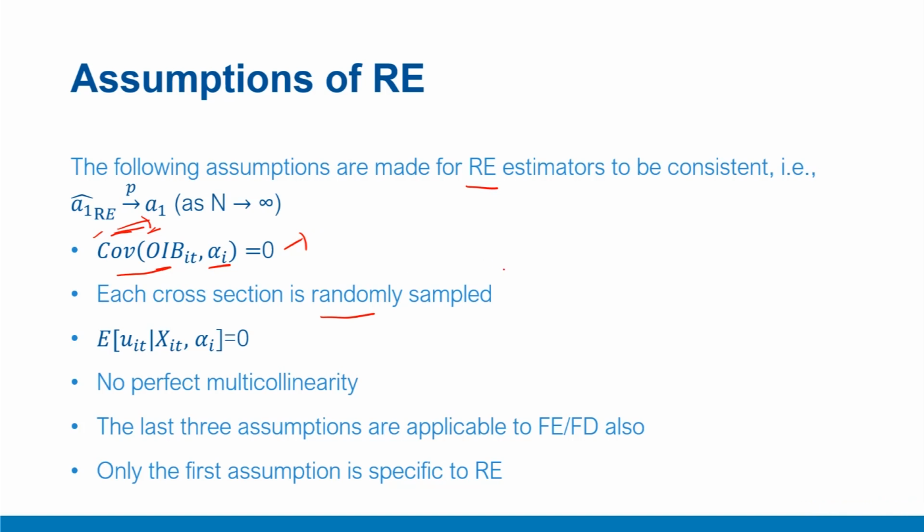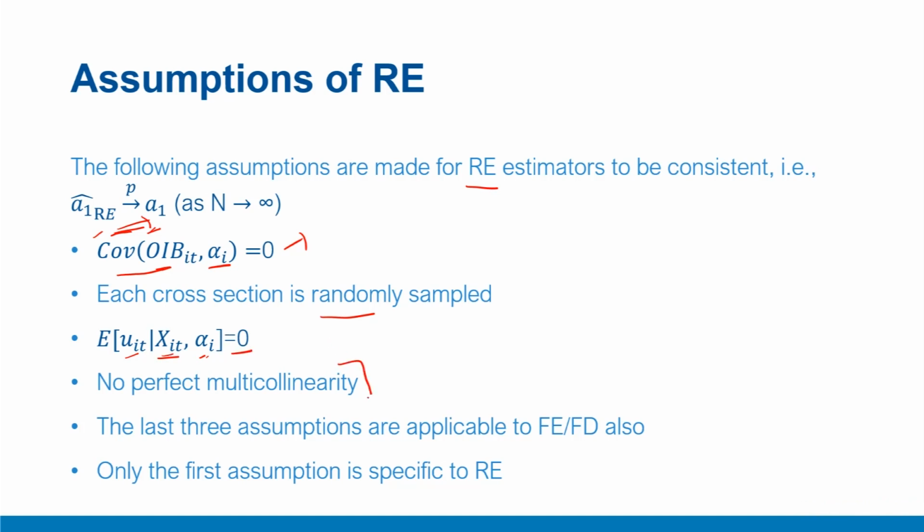Second, each cross section is randomly sampled. Third, the original error terms mu it have an expected value of 0 given your independent variable and unobserved heterogeneity. So for each security i, given alpha i and independent variable x it, their expected value has to be 0.